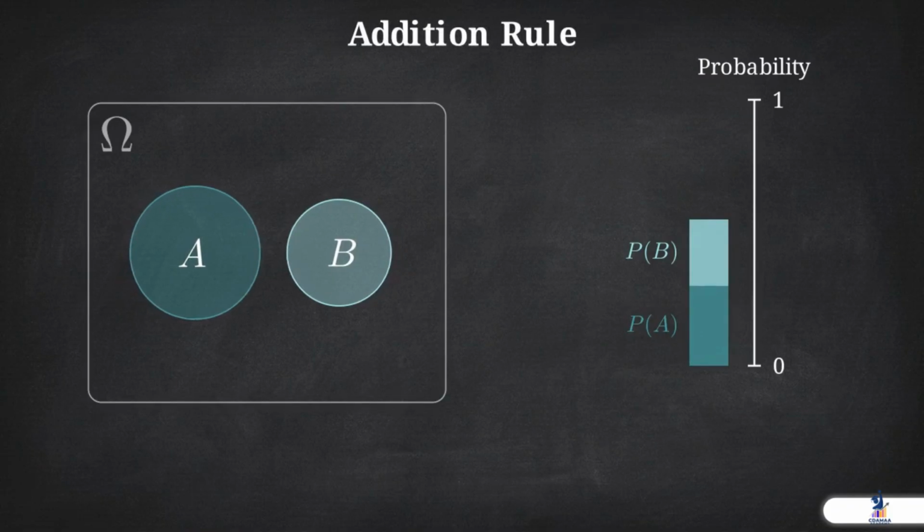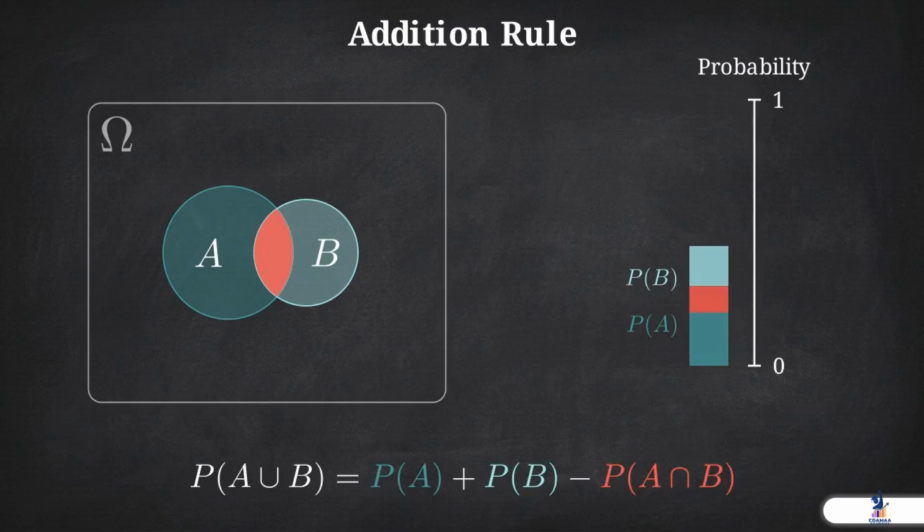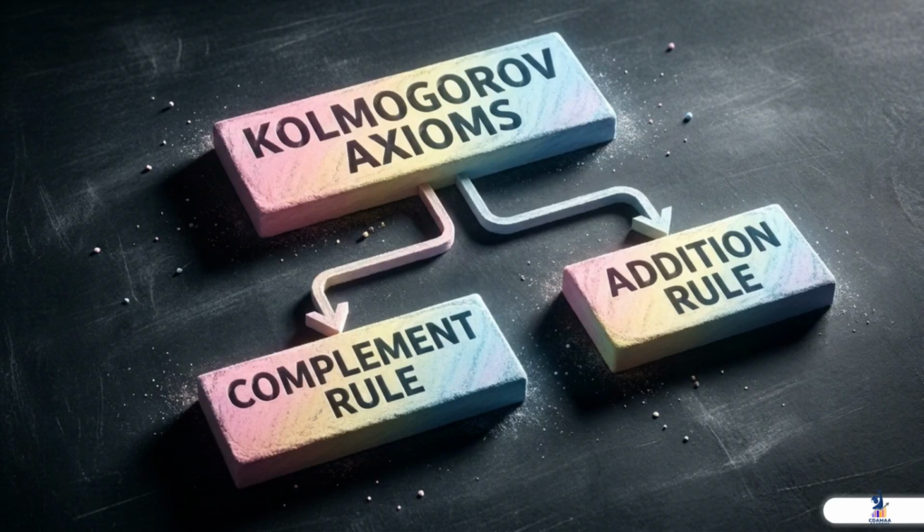We require a different mechanism for events that do overlap, leading to the addition rule. If we simply add the probabilities of 2 overlapping events, we double count the outcomes they share. To correct for this, we subtract that intersection exactly once. Tools like the complement rule exist as theorems derived directly from these 3 axioms, rather than standalone assumptions.